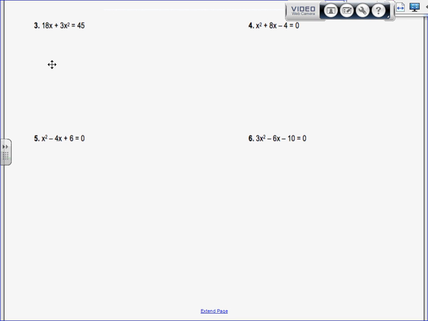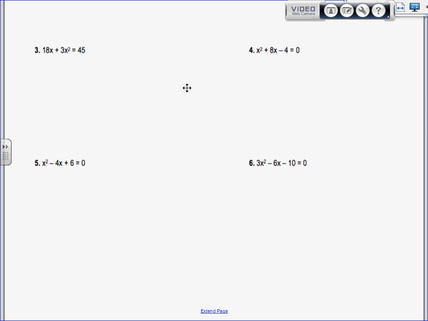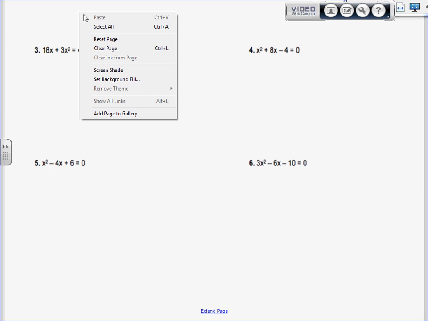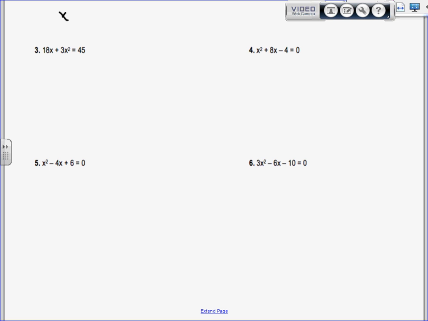Right, so we left off with complete the square on number 3 in your notes. Okay, so number 3, I have 18x plus 3x squared equals 45. And I told you that you need to get it in the form x squared plus bx equals c. So I need a 1x squared. I can't have a number for my x squared.